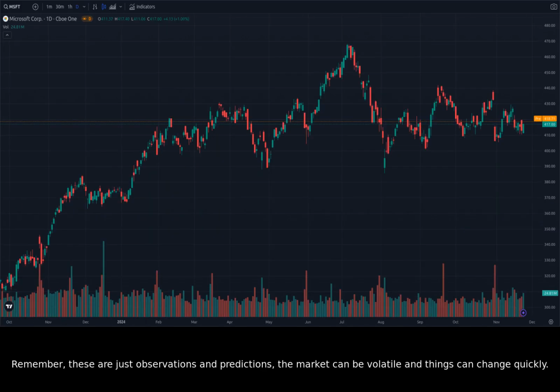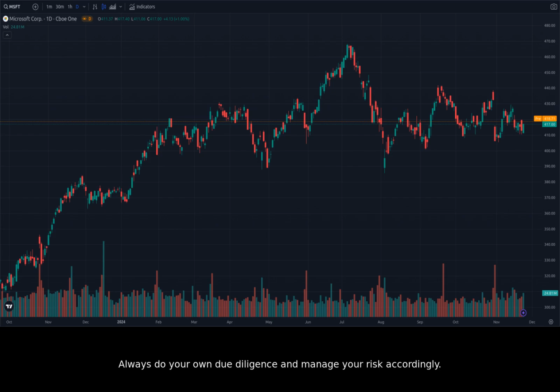Remember, these are just observations and predictions. The market can be volatile and things can change quickly. Always do your own due diligence and manage your risk accordingly.